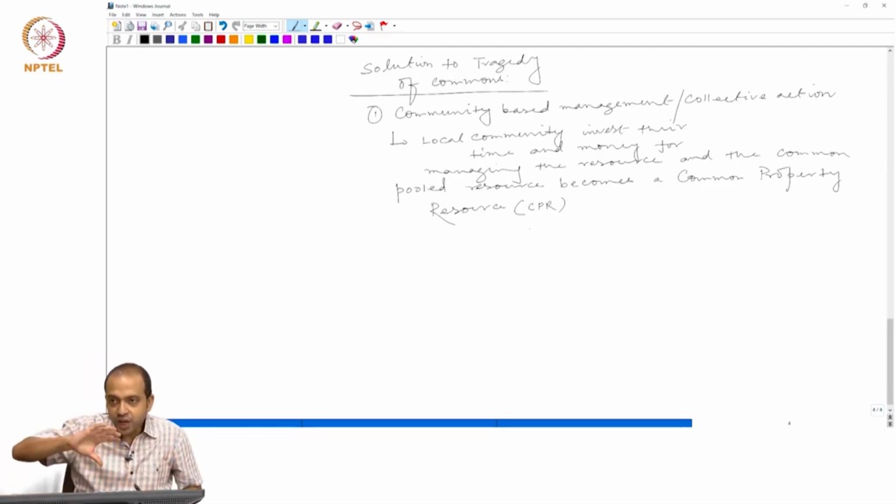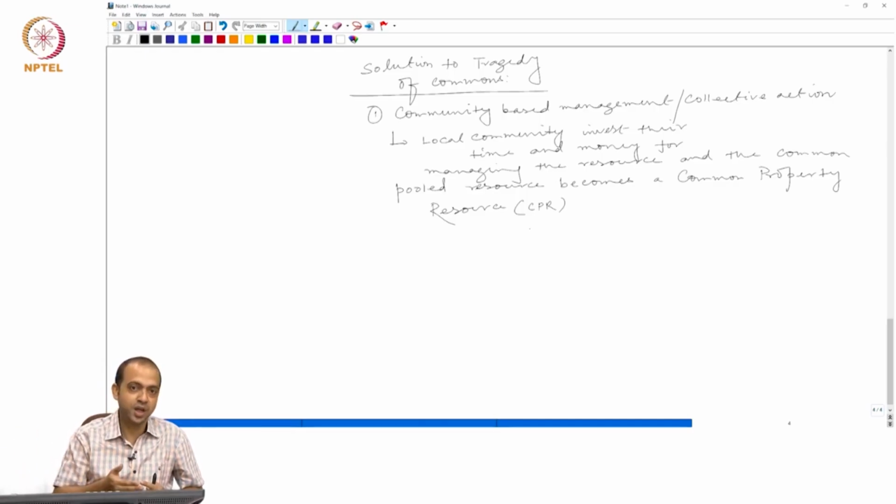Okay? So, collective action becomes successful when an individual is convinced that others are also participating and they are not free riding. Who will convince that? The community leader. There would be a leader in the community who will convince each and every member of the community that others are actually cooperating.